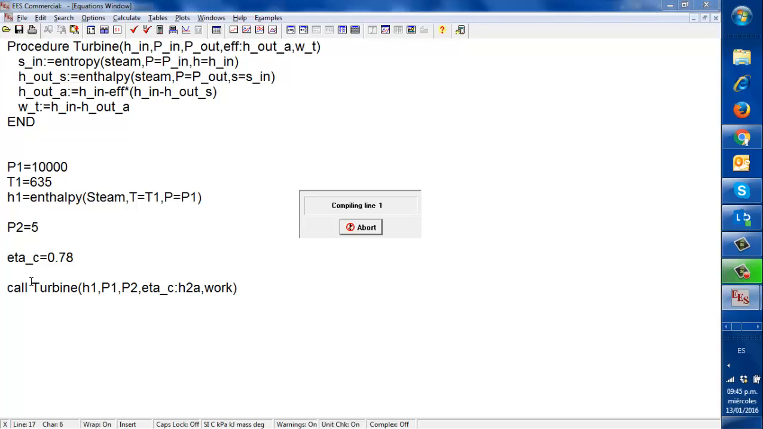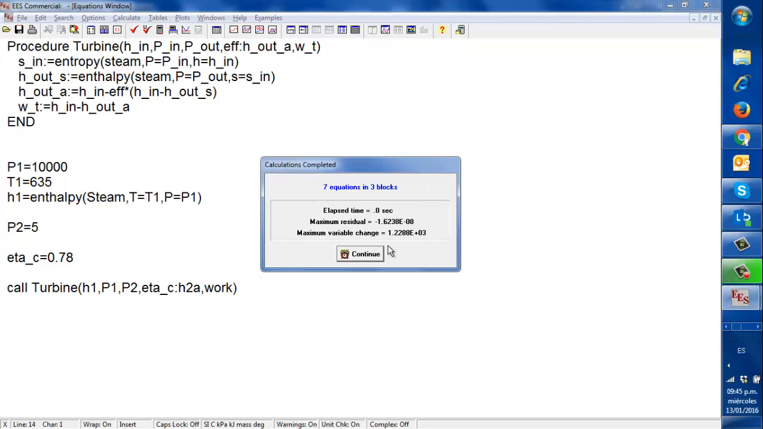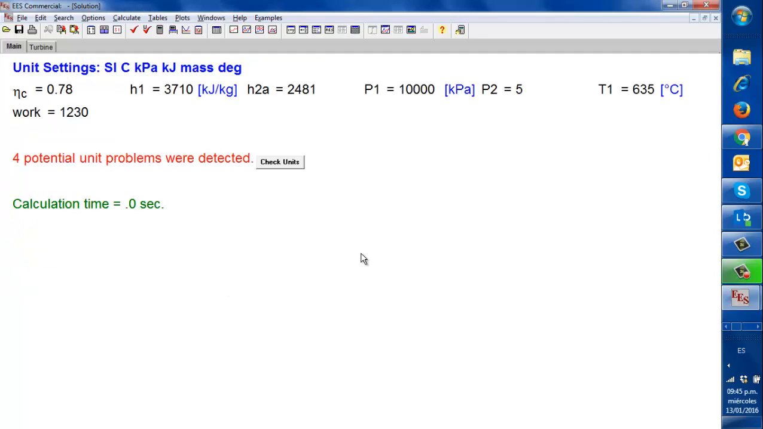If I run it, you notice that we have work as a new variable because it was defined in the procedure. You have H2A because it was defined in the procedure. And now it becomes a variable in your program. So you can use that work several times.